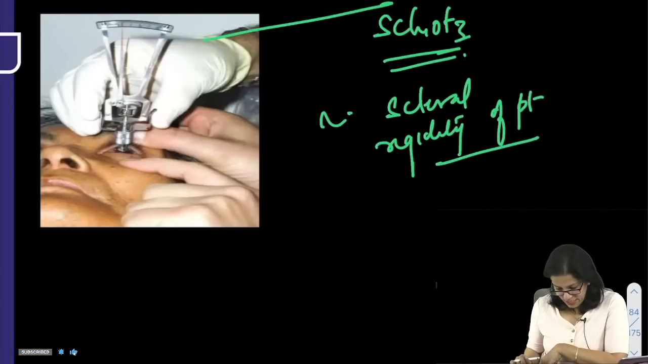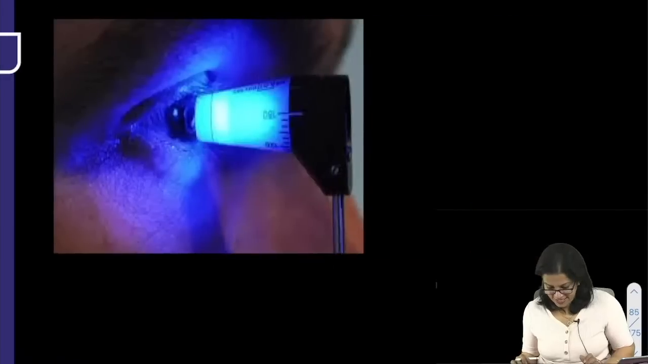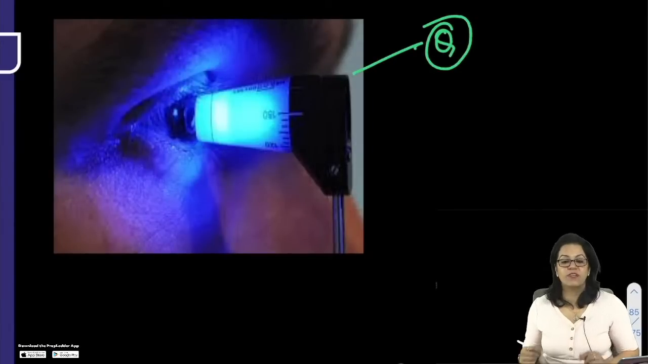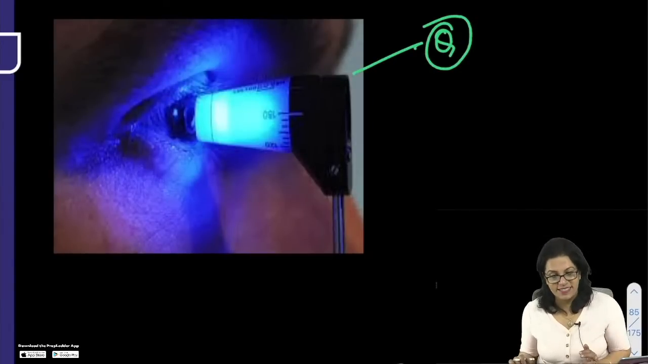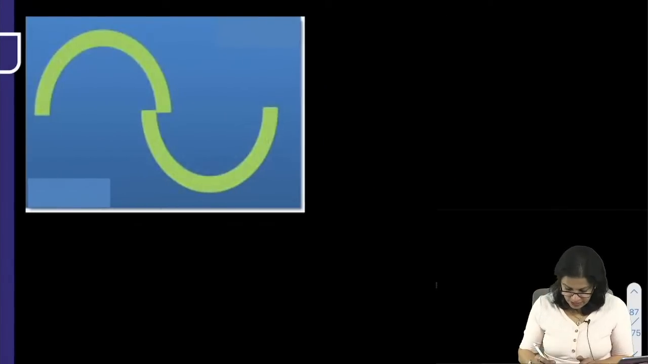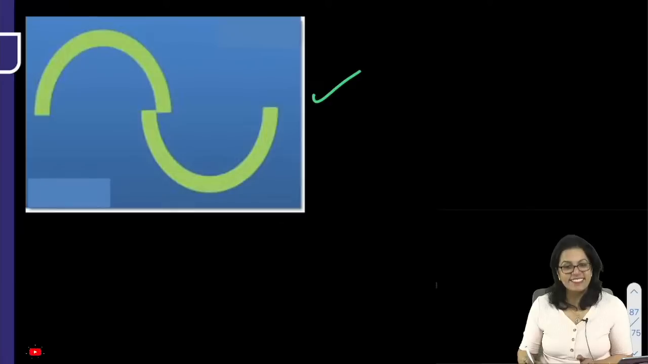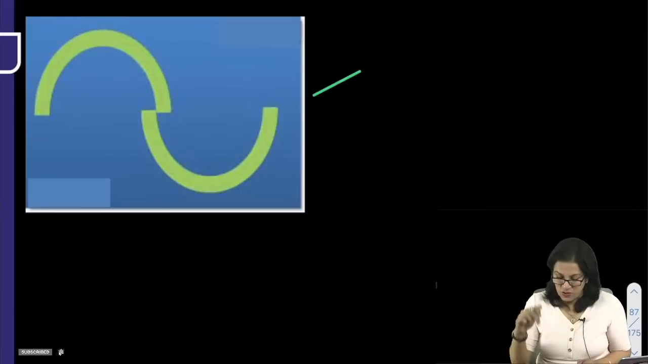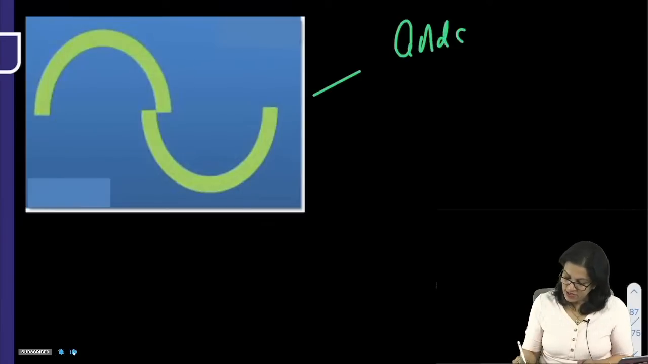Okay, so this is another question on Schiotz. Then they have asked this, this is your exam slide also. What is this? This is your Goldmann tonometer. What do you see in the Goldmann? These are the two semicircles. Our aim is to move the knob till the inner ends of both meet like this. Whatever reading there is, this is the intraocular pressure. So this is the gold standard, even now it is Goldmann.